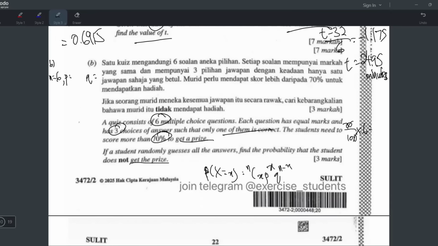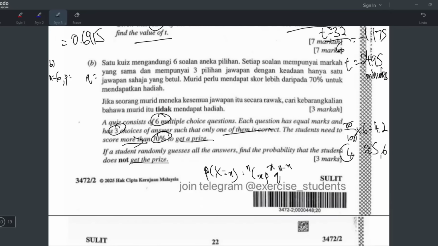So kalau tekan ni you dapat 4.2, right? So I think if you jawab 5 soalan betul, you will get the prize. I think that's what it means, right? The student needs to score more than 70%. Yeah, so that means you have to score more than 4.2. More than 4.2, that means 5 and 6. Yeah, 5 and 6 questions. So you kena dapat 5 soalan betul ataupun 6 soalan betul baru dapat prize.